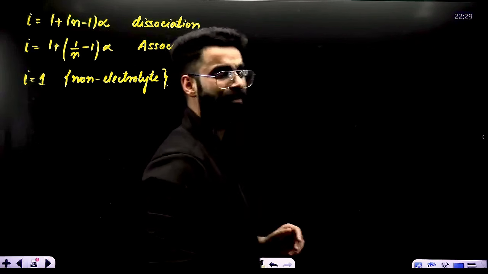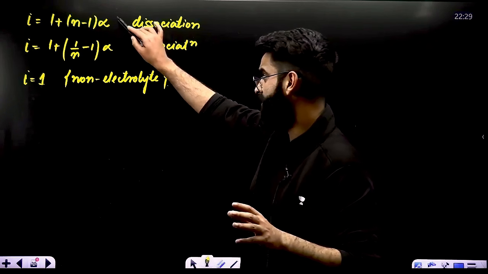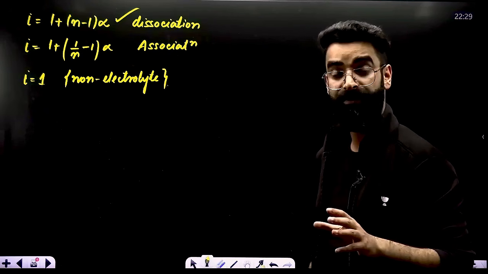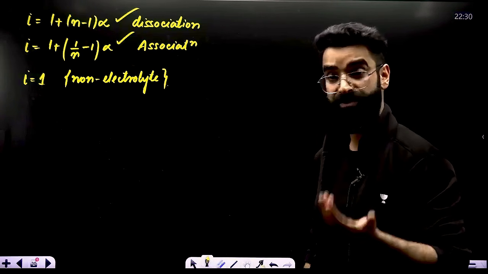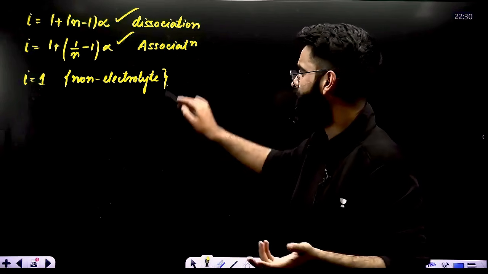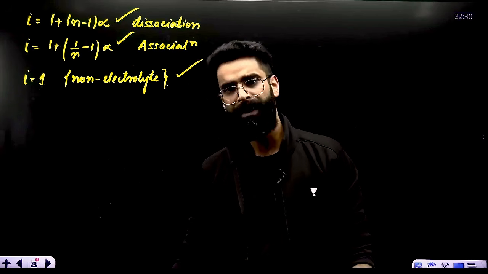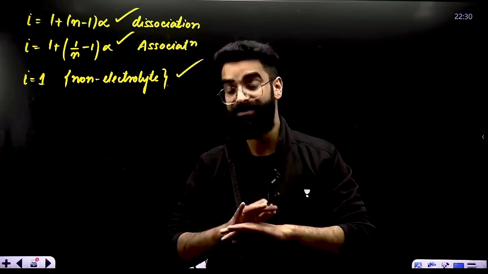Similarly, how do you calculate the Van 't Hoff factor? For that electrolyte which undergoes dissociation, this is the formula: 1 plus (n minus 1) alpha. How do you calculate Van 't Hoff factor for the electrolyte which undergoes association? 1 plus (1 by n minus 1) alpha. And for a non-electrolyte, what is the value of alpha? Alpha value is 1. So these are the only formulas from which the questions will be asked, nothing else.